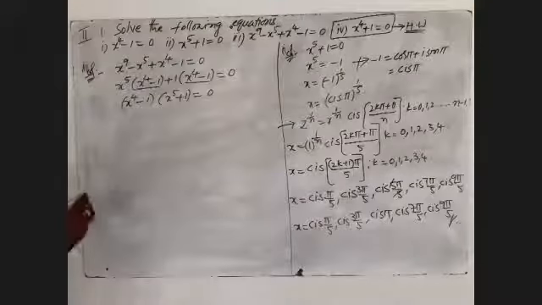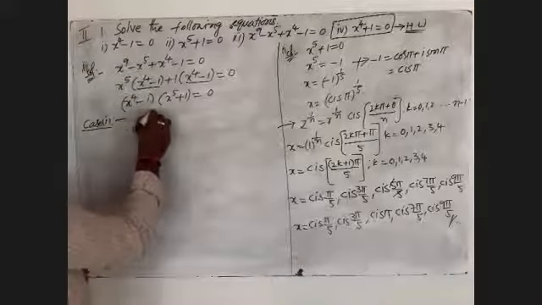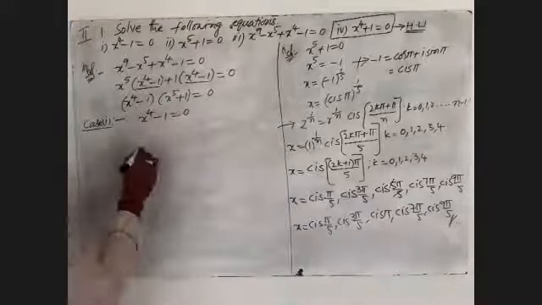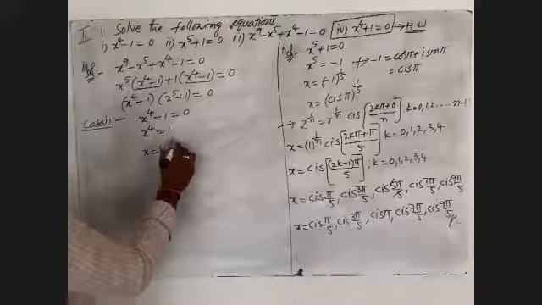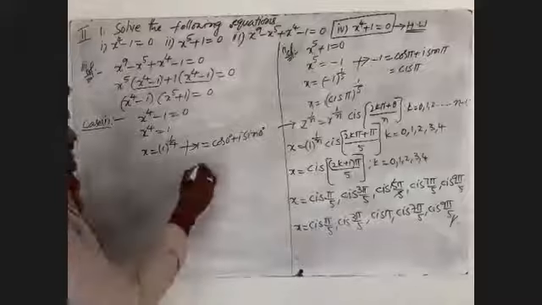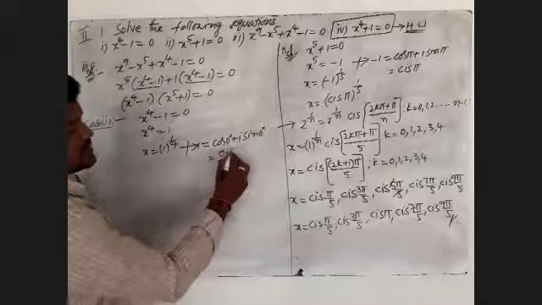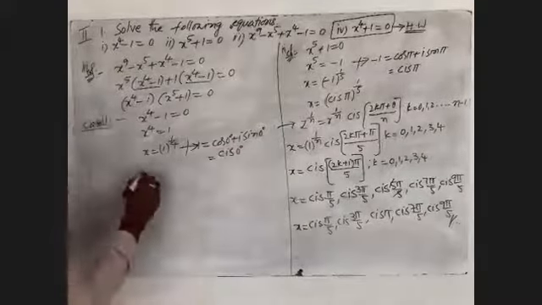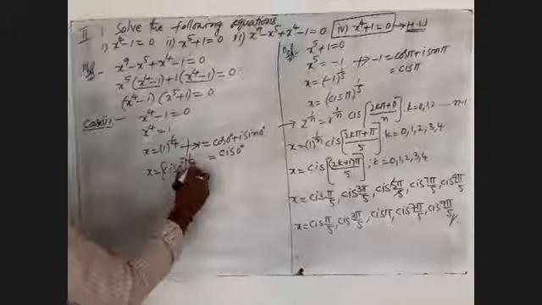Here we will take two cases. Case 1: x power 4 minus 1 is equal to 0. Here we write x power 4 equal to 1, so x equal to 1 power 1 by 4. Observe, 1 is nothing but cos 0 degrees plus i sin 0 degrees, which is cis of 0 degrees. So x is equal to cis of 0 degrees whole power 1 by 4.